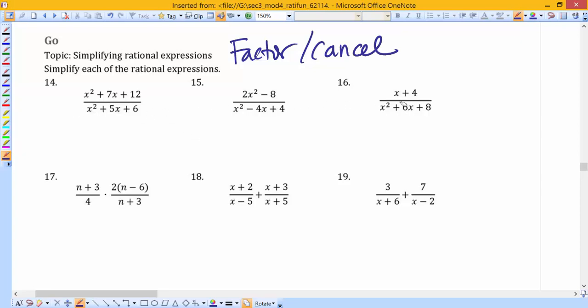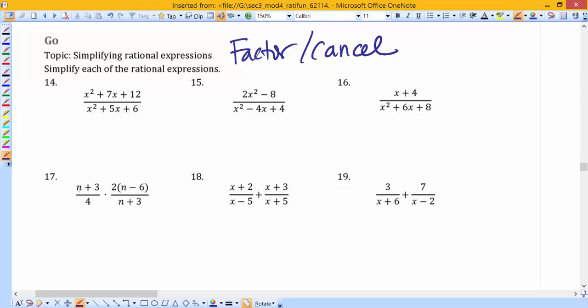You are going to have to look at factoring and canceling in all of these, in 14, 15, 16, and 17. I'm going to do 17 with you because 17 is already factored. I don't want to take the factoring away from you guys. You need that practice. So 17 has already been factored.